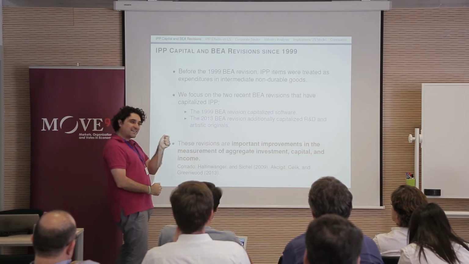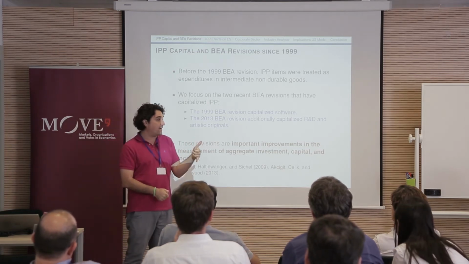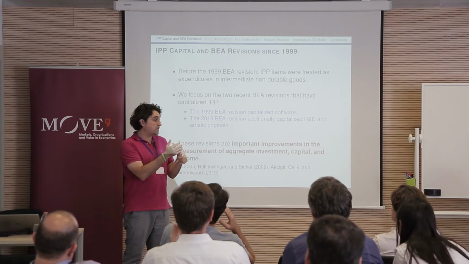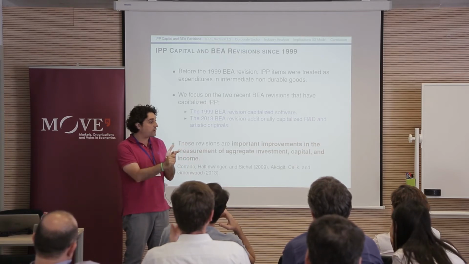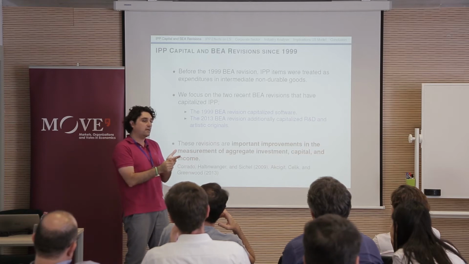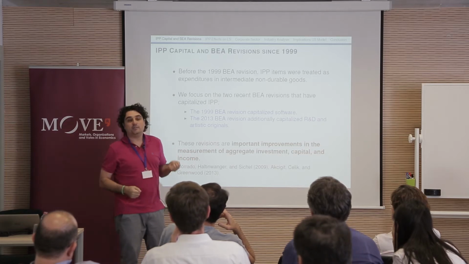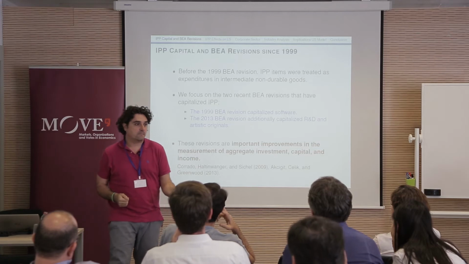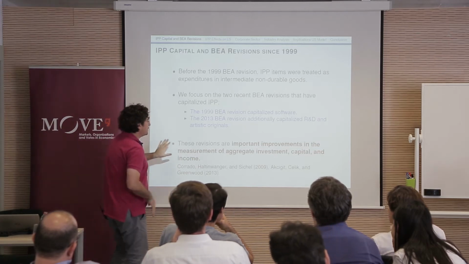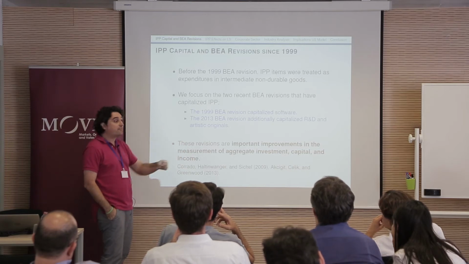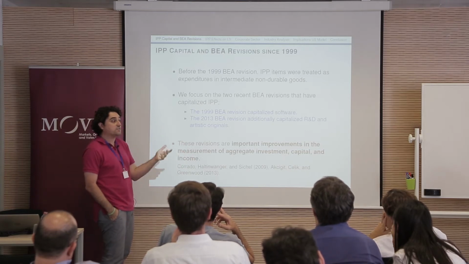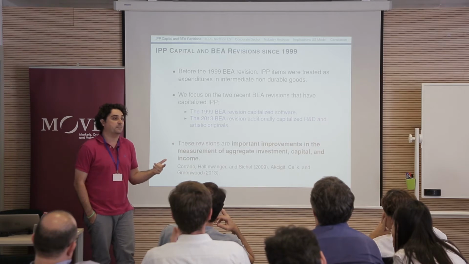Now you look at the fixed asset tables, and you basically have 3 accounts. You have structures, you have equipment, and you have IPP. And IPP includes software, which we had since 1999. It includes R&D, and it also includes artistic originals. These revisions obviously have consequences for investment, have consequences for capital, and have consequences for output, because you're going to increase capital income. So, yes?